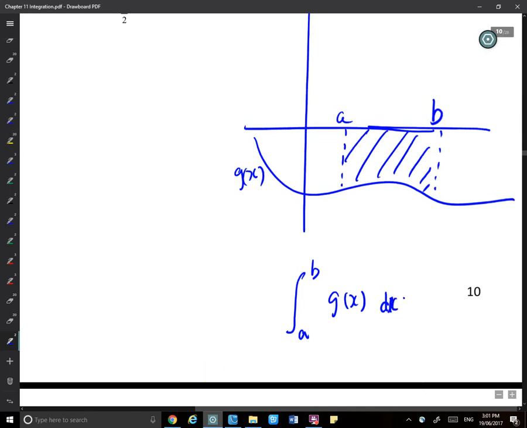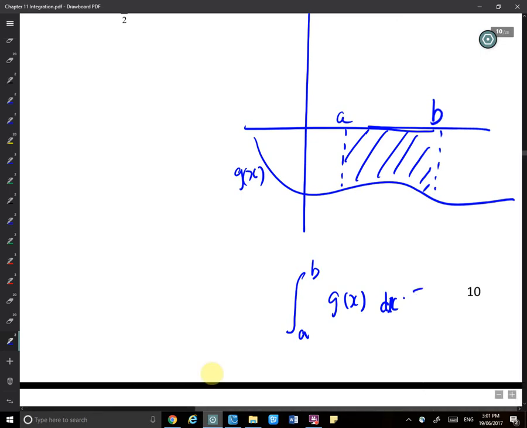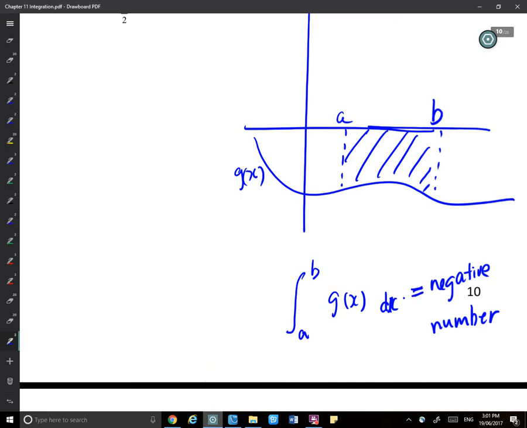Okay, the area is always positive. When I talk about area, it is always positive. But for this one, you will get a negative number. Why do you get a negative number? Because it's below the x-axis. The area is below the x-axis, so you will get a negative number.